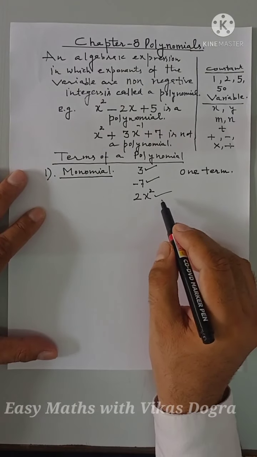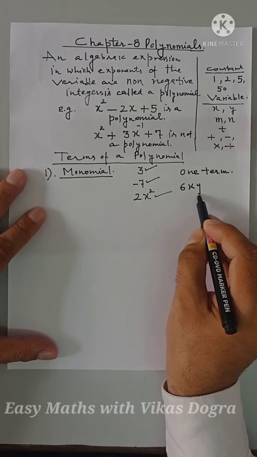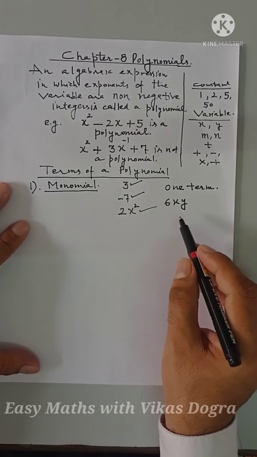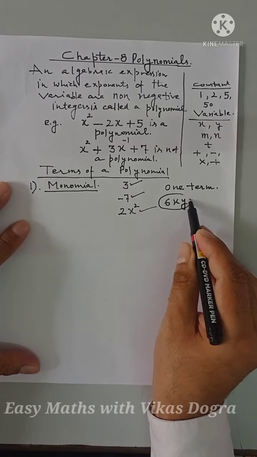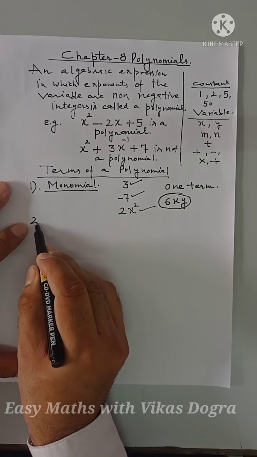I am writing one example where students often get confused. I am writing 6xy. Students say, sir, here there are two terms because there is x and y also. This is a single term. So this is also a monomial because they are all in multiplication.